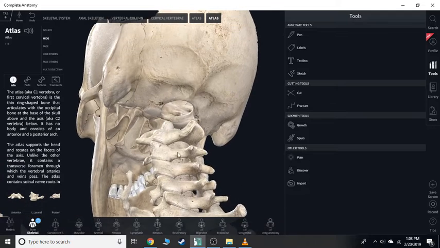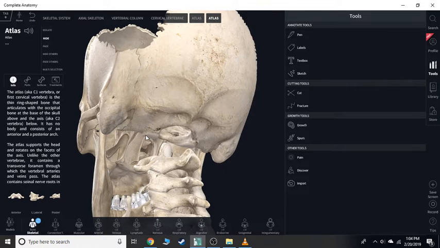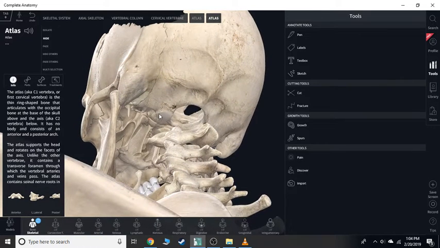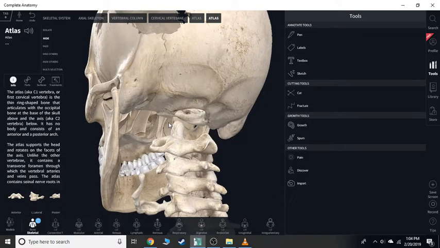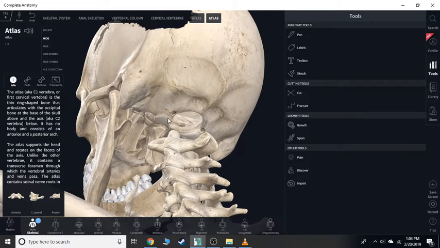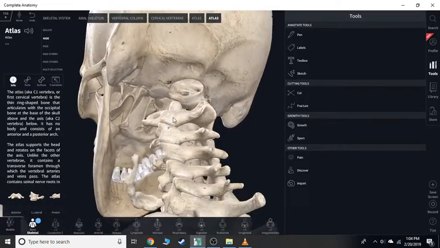Yeah, big hole. Then here, these smooth parts are called the occipital condyles. They have articular cartilage that allows it to have less friction when it's pressing against Atlas.